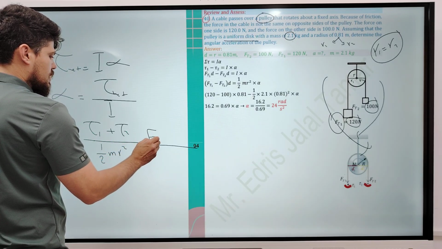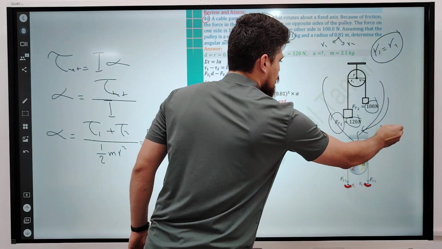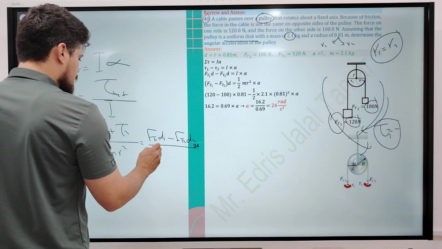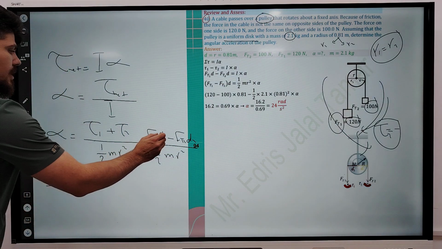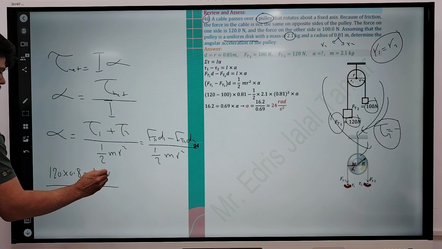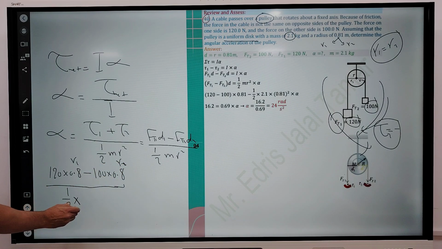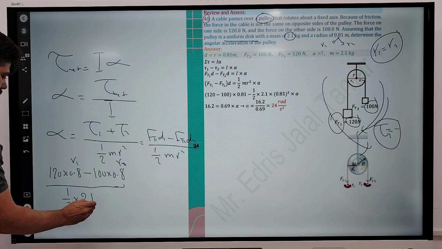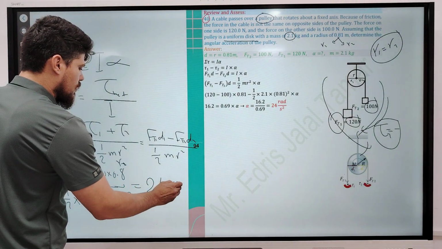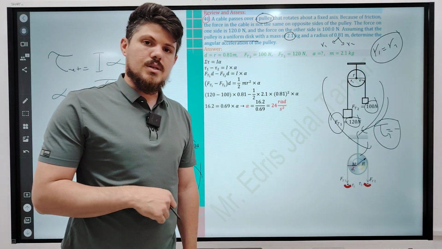Now, the net torque is equal to Ft1 d1 minus Ft2 d2. Why? Because Ft2 produces negative torque. Why negative? Because it is in the clockwise direction. Divided by 1 over 2 m r squared. Now, replace the numbers: Ft1 is 120 times 0.8 minus 100 times 0.8. This is R1, this is R2, and as I mentioned, they are equal. Divided by 1 over 2 times the mass of the pulley, which was given as 2.1 kilogram, times 0.8 squared. Angular acceleration for this pulley is equal to what? 24 radian per second squared. So this is the angular acceleration for this pulley.